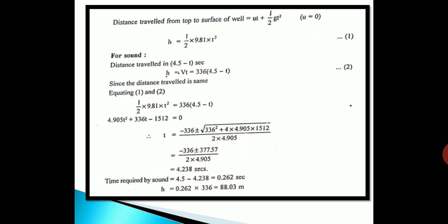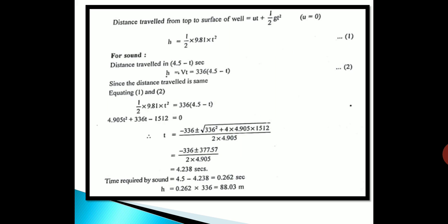It is the time required by the noise produced to reach from the surface of the water to you, standing at the top of the well. So it's a very small time. When you take 4.5 seconds, the entire process is completed. For the stone to reach the water, it takes 4.328 seconds, whereas for the sound to reach from the water surface to the top of the well, it takes only 0.262 seconds.